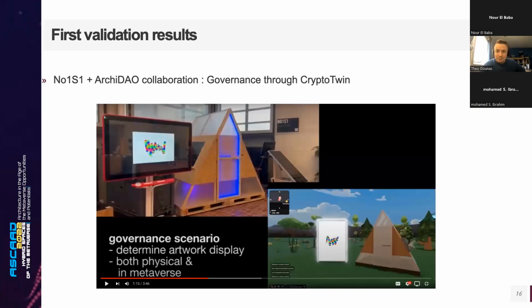And this was not part of the paper, but we have already been able to build the first CryptoTwin by developing, with a collective we're part of called ArchiDAO and another decentralized autonomous organization called Norms One, a digital twin in the metaverse of Decentraland. And we were able to use the digital twin, the CryptoTwin in the metaverse, to vote and change what kind of artwork would be displayed in the physical space.